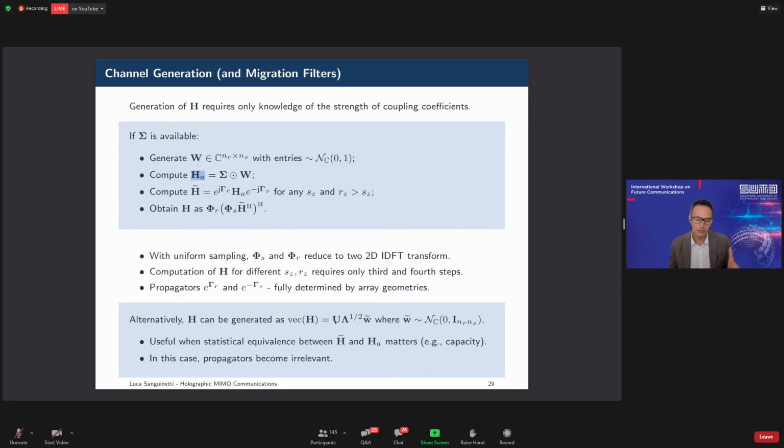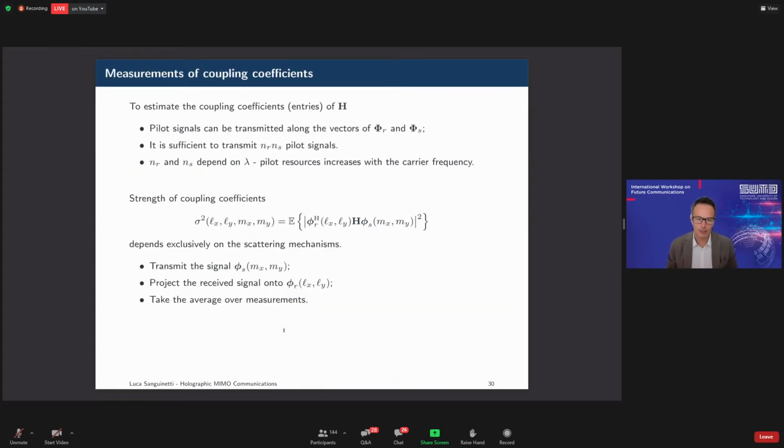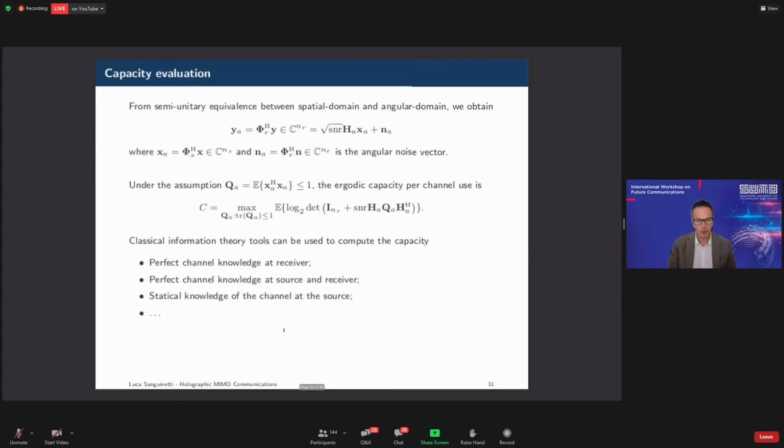Now, because of the equivalence between the angular random matrix and the H tilde matrix here, the propagation and migration filters did not change the statistics of the channel, so you can use this alternative approach. Let me tell you just a few more things.